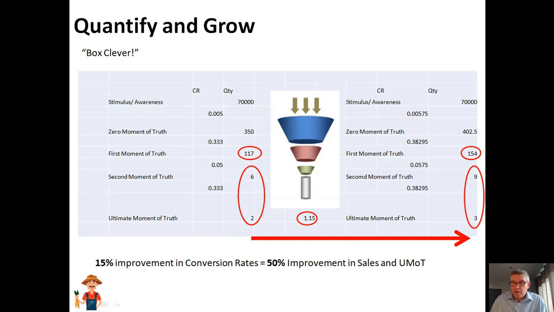Now bear in mind, you might have lots of micro conversions in the zero moment of truth, for example, or in that first moment of truth. So the principle holds up all the way through. The more conversion points you have, not that you want to have a lot of them, because that gives people the opportunity to drop out. But of those conversion points that you have, if you can get a micro improvement in a micro conversion point, it actually has a compound effect all the way through the customer journey or the funnel.